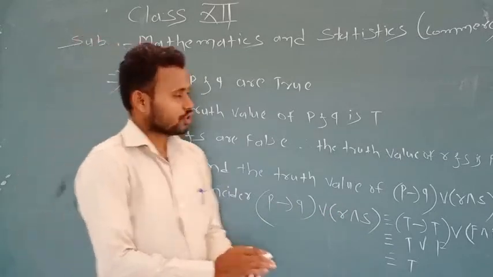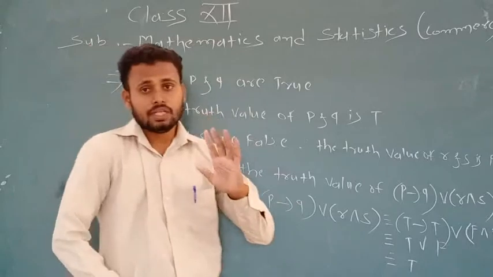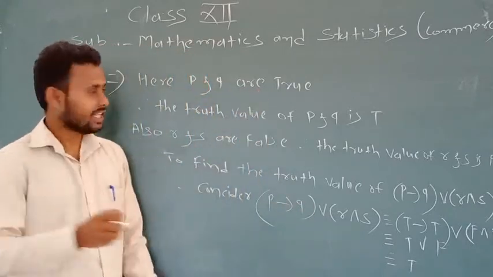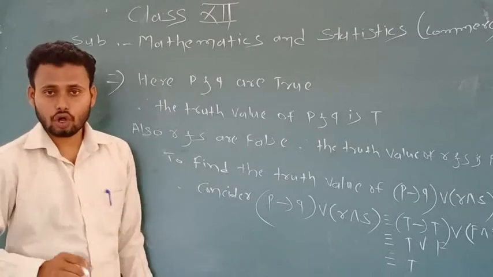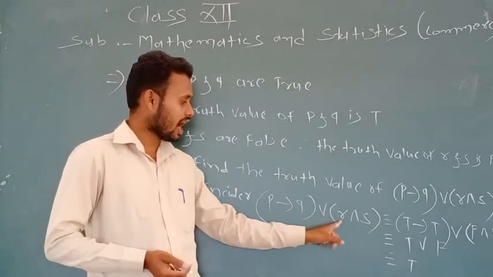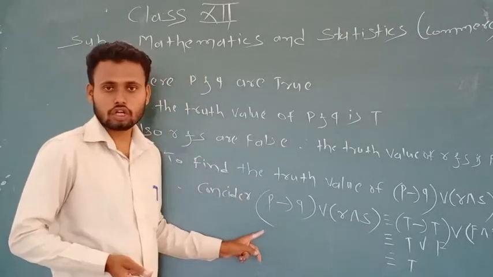Question: what was the question? If P and Q are true and R and S are false, then find the truth value of the following statement. Which statement? P implies Q joined with R meet S. We had to find the truth value of this statement.